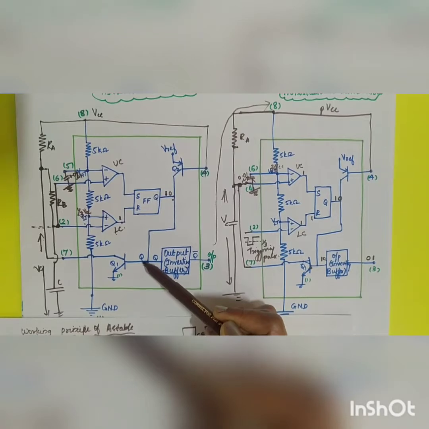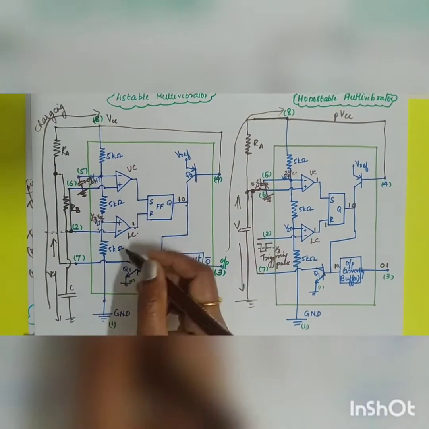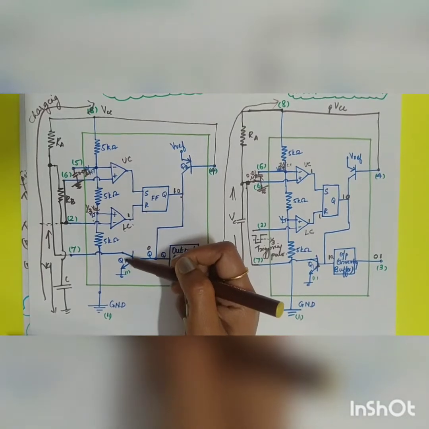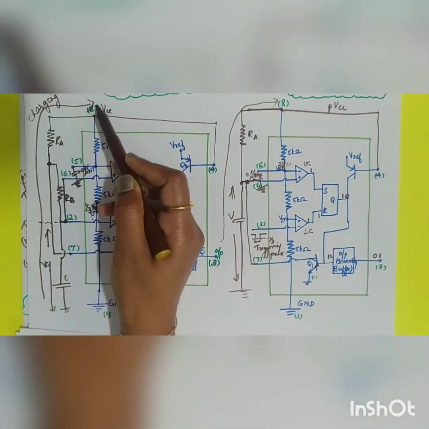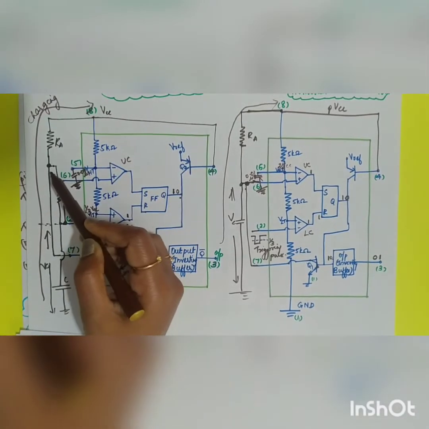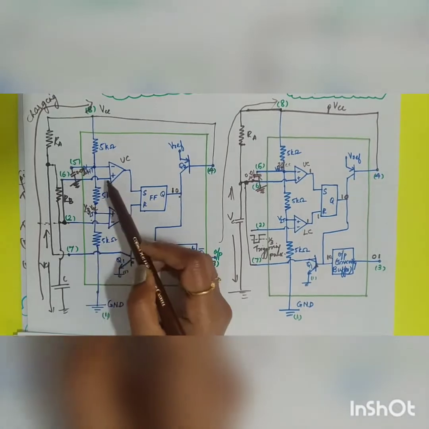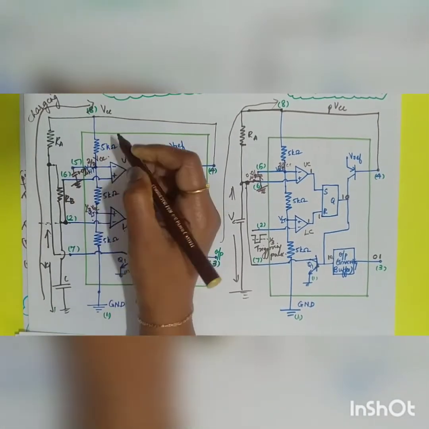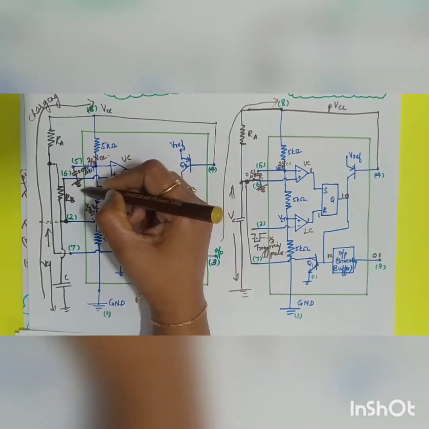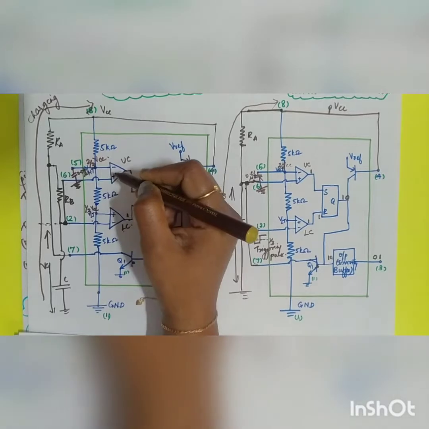When Q is equal to 0, it automatically makes your transistor go to the off condition. So as soon as the transistor is off, the capacitor starts charging towards your VCC. But as it charges towards your VCC, once this value becomes greater than 2/3 VCC, right here, it is 2/3 VCC. So once your capacitor voltage exceeds 2/3 VCC, what will happen?